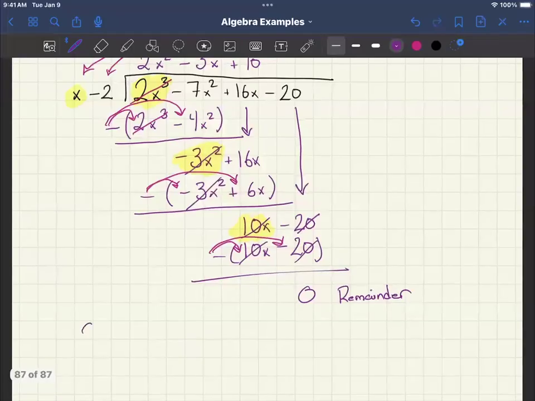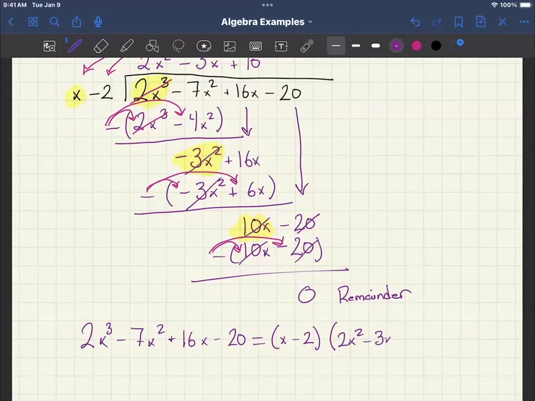If your teacher asks you to write it up super pretty, we can rewrite it using our dividend first. That's the big stuff, is equal to our divisor, x minus 2, times our quotient. And our quotient is the stuff up top that we found. Now, if we had a remainder, we would add or subtract it on the end right here. So here's our divisor, here's our quotient, and this is our breakdown of our polynomial.